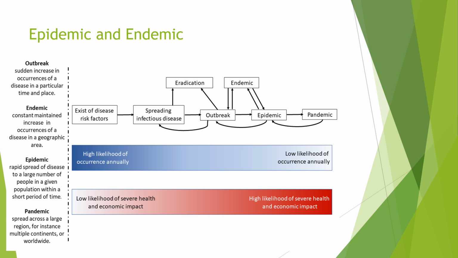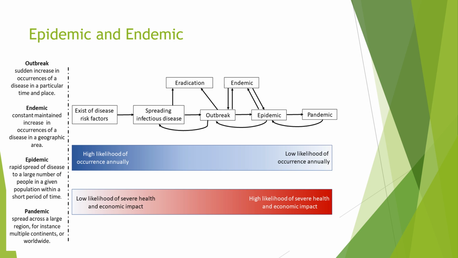So the outbreak, as you now know, is the sudden increase in the occurrence of a disease in a particular time and place, whereas endemic is a constantly maintained increase in occurrence of a disease in a geographic area. So in outbreak, it may be a case of food poisoning outbreak in a hostel. Endemic, as you all know, our country is endemic to diseases like malaria, endemic goiter, etc.